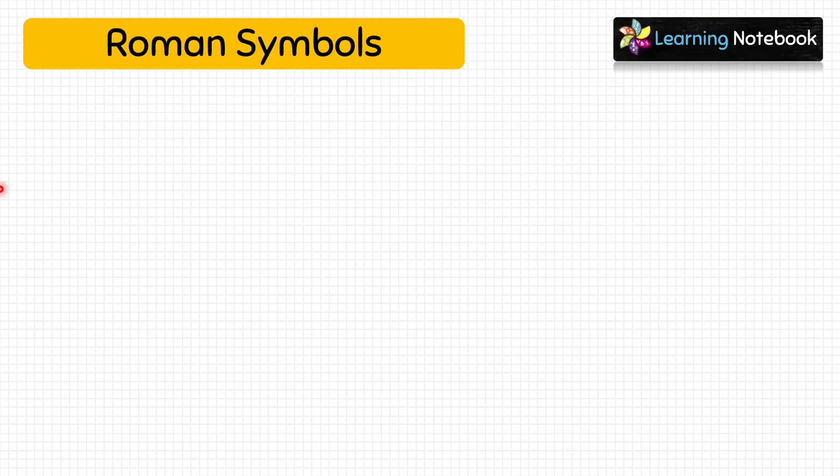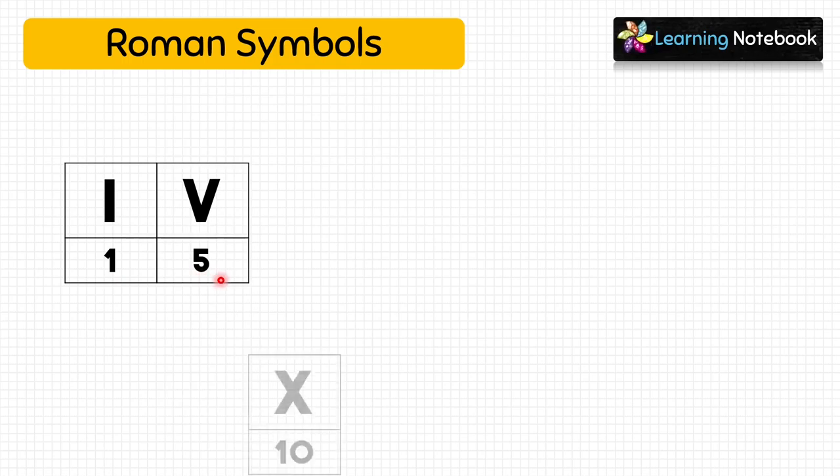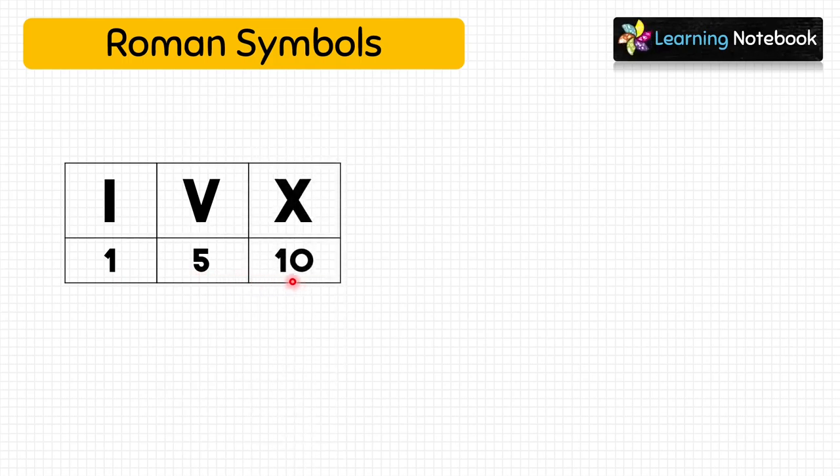The Roman number system or Roman numerals uses 7 symbols to write any numeral. The first Roman symbol is I, which represents 1. The second Roman symbol is V, which represents 5. The next symbol is X, which represents 10. Then the next Roman symbol is L, which represents 50.